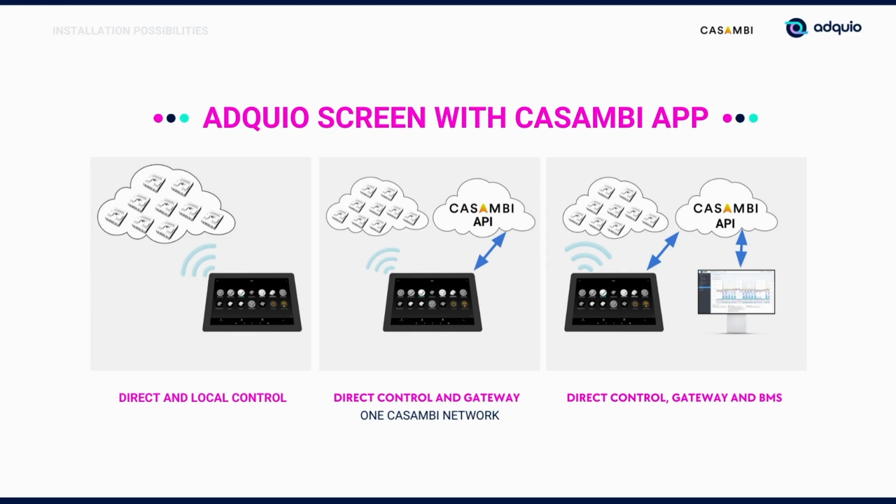In the middle, you can see the same system, but this time using the gateway function of the Casambi application. This option, in addition to controlling the network via Bluetooth, also sends the data to the Casambi API to allow remote control of this installation. In the third scenario, in addition to what was explained before, PMS is fed to obtain all information, both from historical data and in real time.